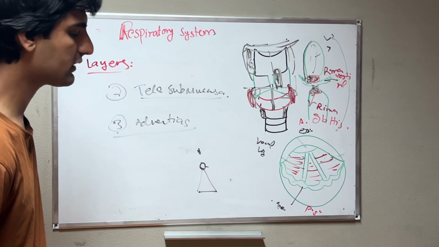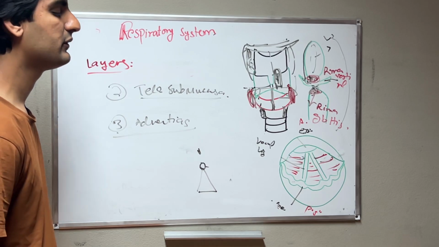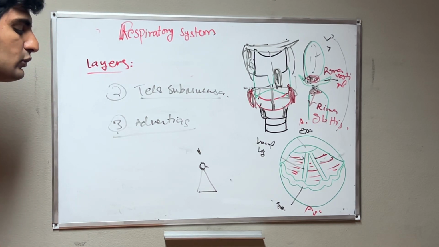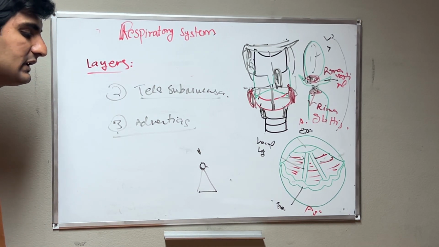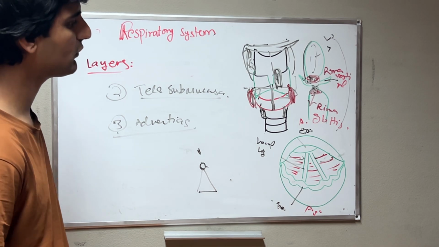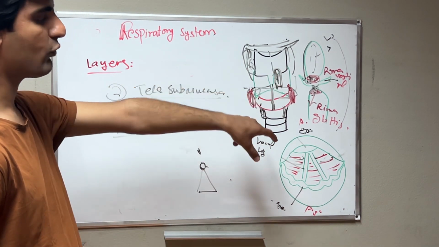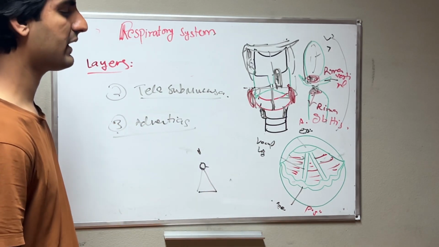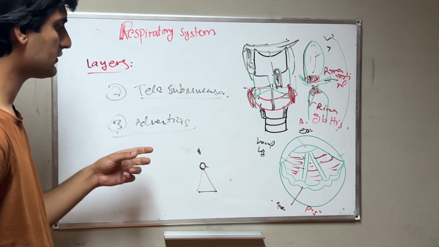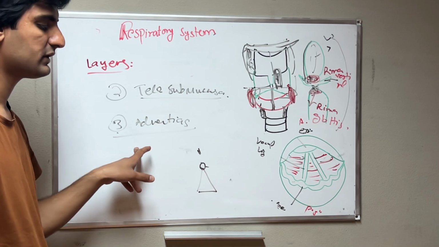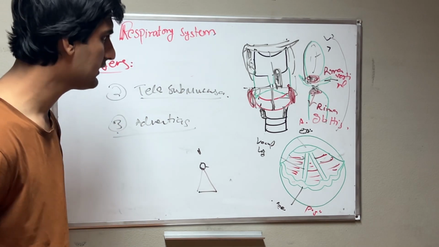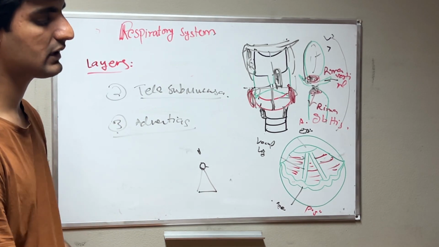Okay, and here we have three layers. We have the tunica mucosa. We have two types of fold which we know in the larynx: vestibular fold and vocal fold. Vestibular fold is covered by respiratory epithelium, and vocal fold is covered by stratified epithelium. This is the histological information. Again, tela submucosa and adventitia, these are the layers of the larynx. This is everything about the larynx.